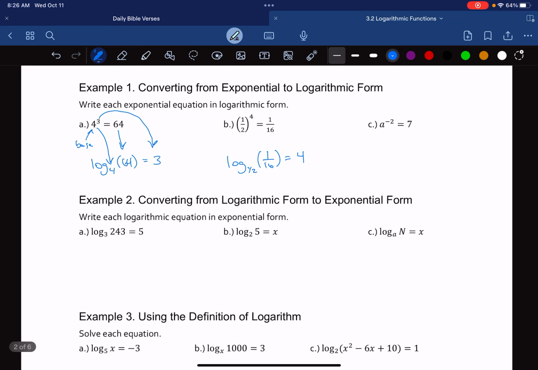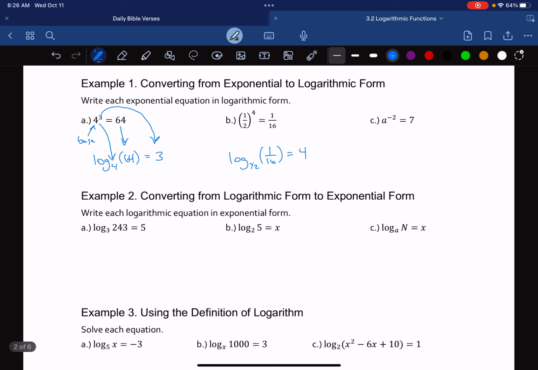Example 2 here: write each logarithmic equation in exponential form. So we're going to go the other way. Here we see that we've got a base of 3. So 3 is our base. It's going to be 3 to the 5th power equals 243. So it's just a matter of moving that there and moving the base there. Okay, so it's just rearranging them in reverse order. For this one, for example, we have a base of 2. It's going to be 2 to the x power equals 5. So that went there and that went there.